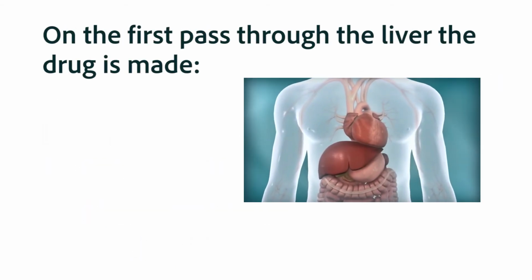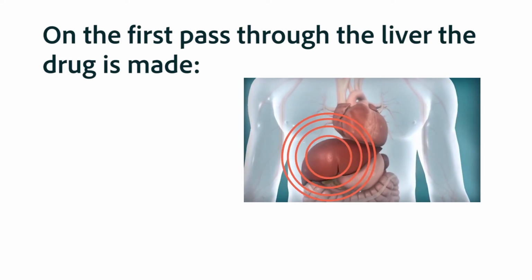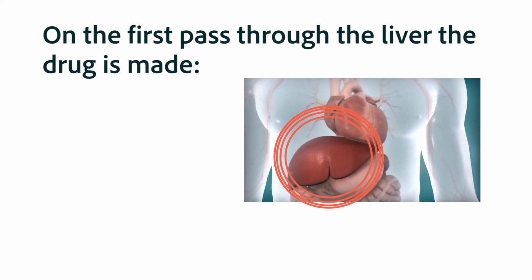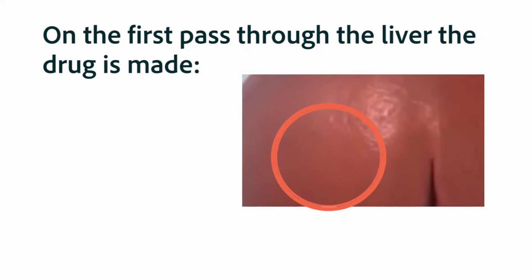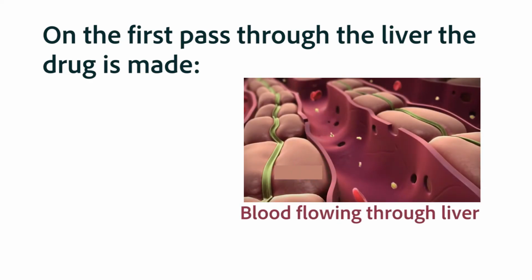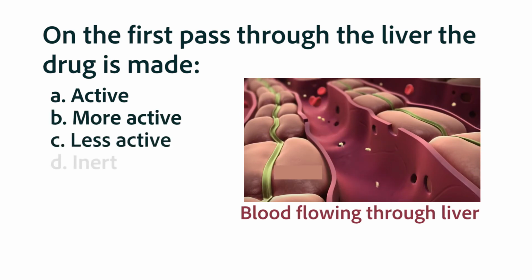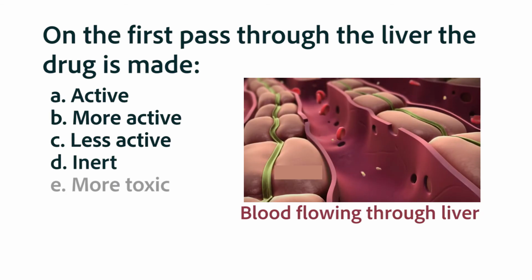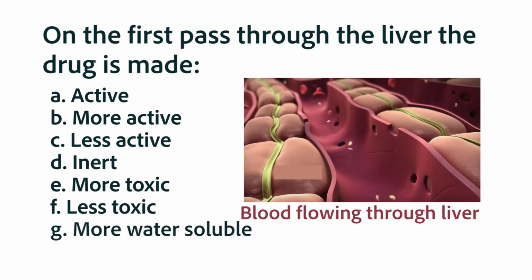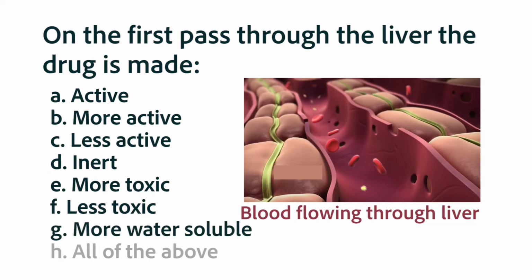Let's take one more question to make sure you understood what happens in the liver with respect to metabolism. On the first pass through the liver, the enzymes in the liver, including the hundreds of cytochrome P450 enzymes, can make the drug A, active, B, more active, C, less active, D, pharmacologically inert, E, more toxic, F, less toxic, G, more water soluble, or H, all of the above.